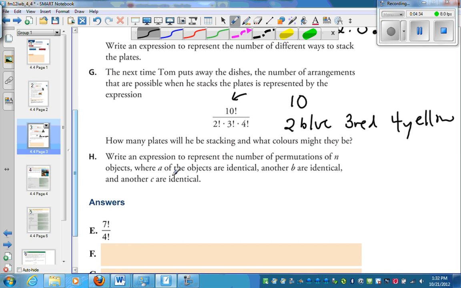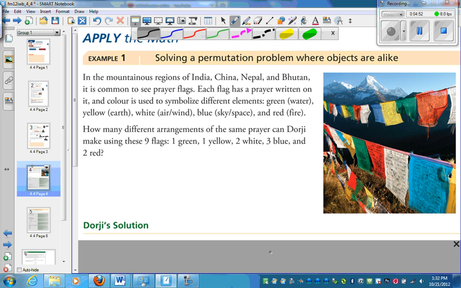Okay, and then the final expression to represent the number of permutations of n objects where A are identical, B are identical, and C are identical, it's n factorial over A factorial, B factorial, C factorial. That's our main idea here.